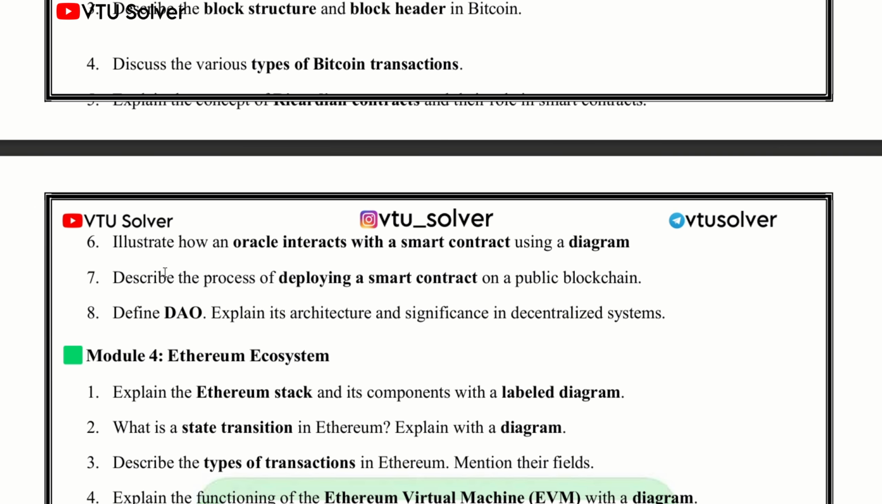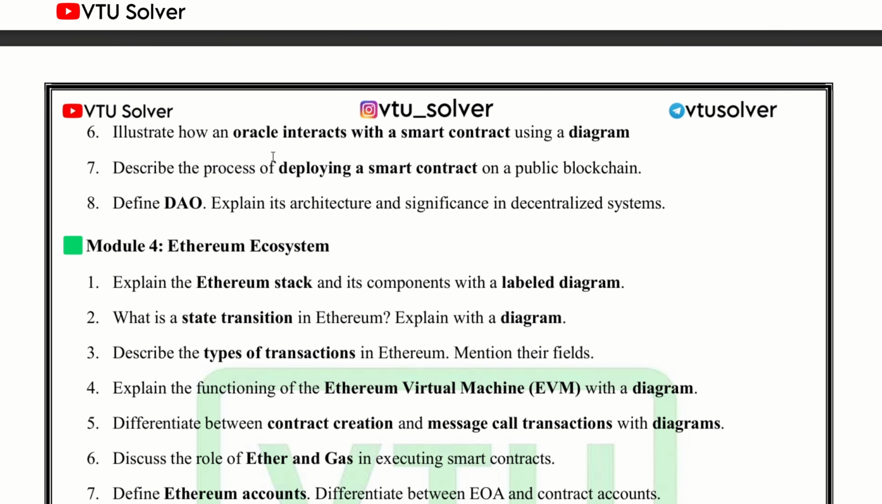Sixth question. Illustrate how an oracle interacts with a smart contract using a diagram. Seventh question. Describe the process of deploying a smart contract on a public blockchain. Eighth question. Define DAO. Explain its architecture and significance in decentralized systems.